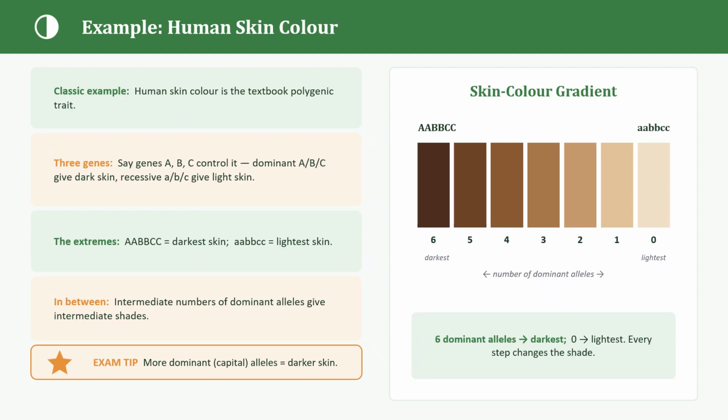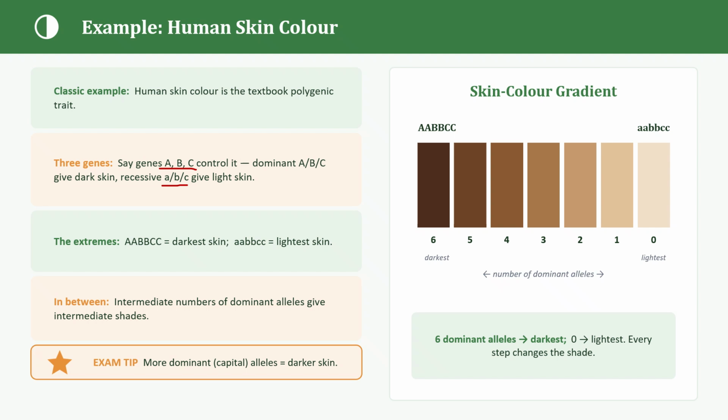Let's see an example. In your book they have given human skin color. It is a classic example, the best known example of polygenic inheritance. For easy understanding, let us assume A, B, C. All these dominant alleles produce dark pigmentation, and the small a, b, c are recessive alleles and they produce light pigmentation.